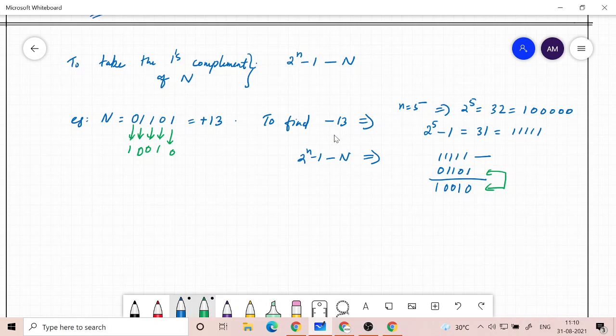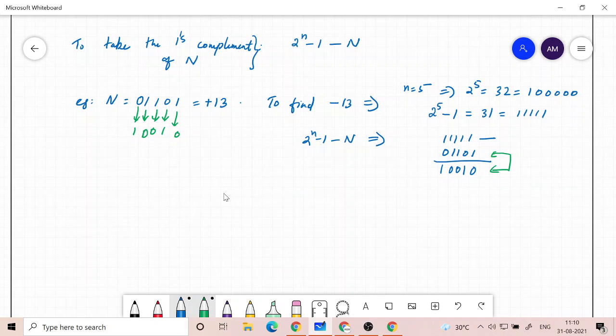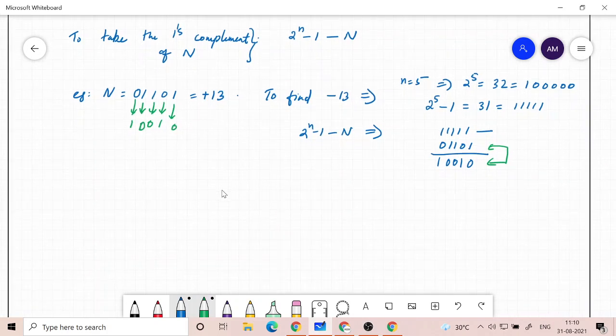In order to find the ones complement, you can just complement every bit by bit. You can just complement it. All right, so we got the complement.